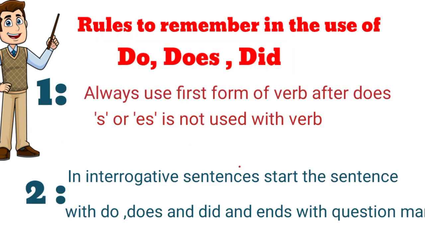Rules to remember in the use of do, does, did. Always use the first form of the verb after does. S or es is not used with the verb. In interrogative sentences, start the sentence with do, does or did and end with a question mark.